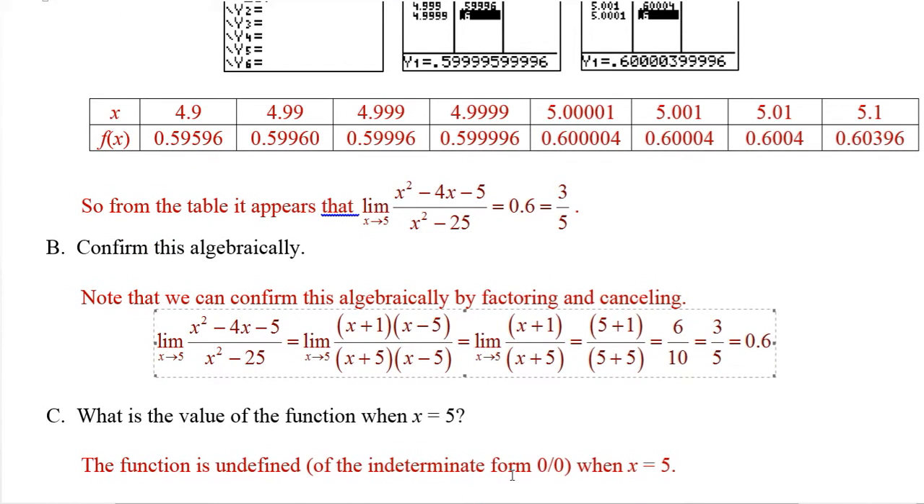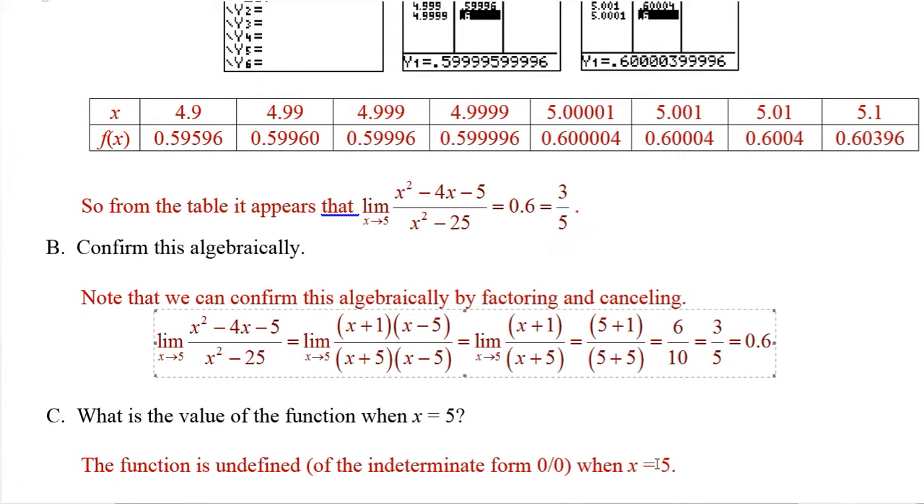What's the value of the function when x is 5? Well, it's indeterminate of the form 0 over 0. If you plug in 5 in the bottom, you get 5 squared minus 25, which is 25 minus 25, is 0. Put in 5 here, you get 25 minus 20 minus 5, which is 25 minus 25, is 0, and you get 0 on the top. Or if you plug it in here, you can clearly see that x minus 5 is going to give you 0 over 0 when you plug in x equals 5.